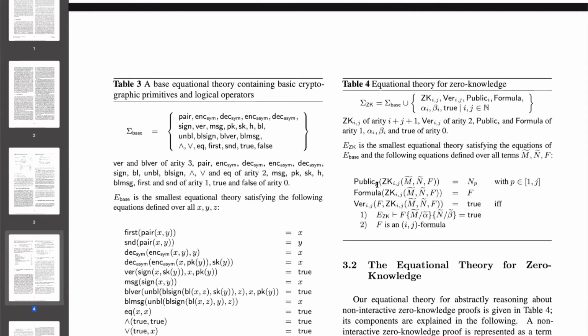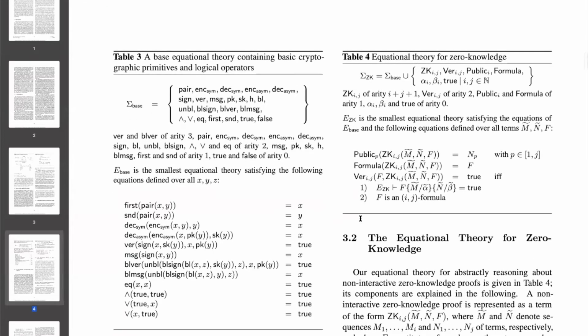So you have public sub p of, and then it's always going to be one of these zero knowledge formulae. And the p is going to pick out the pth n. And then the formula of this thing picks out the f, right? So these, you can think of like accessors.